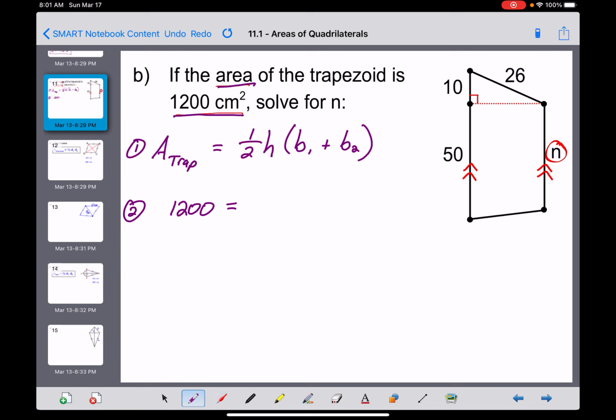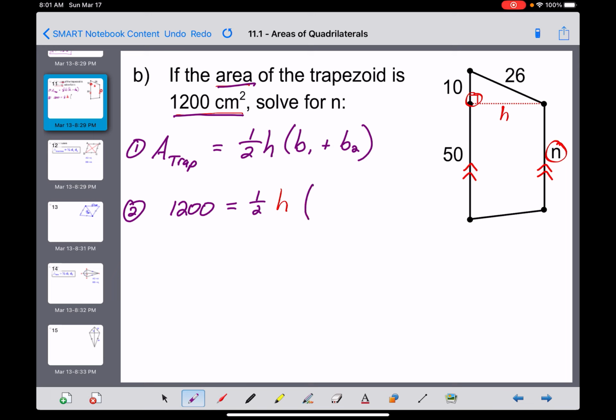So 1200 equals, okay, 1/2. And do we know the height of this figure? Well, I think I see the height. I've got the right angle right here, and that's going to be an h. I wasn't given that amount right there, so it's going to be really tempting for me just to put an h right there, but you're going to see why that's a problem in a second.